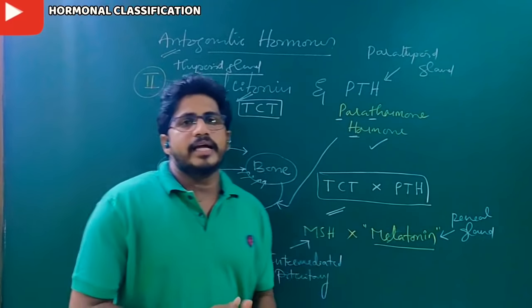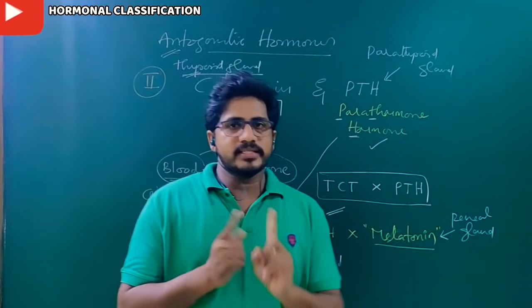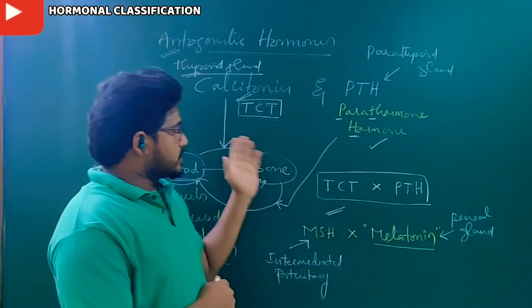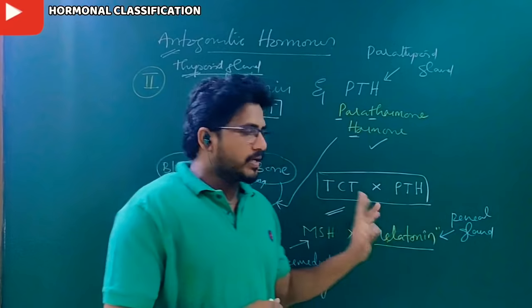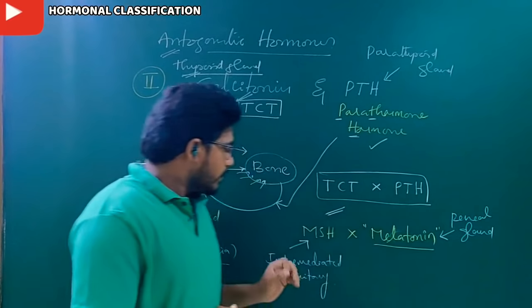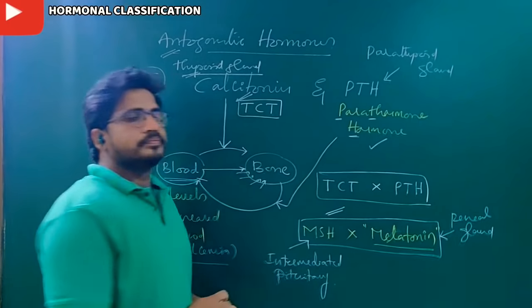What about the antagonistic hormones? I provided three examples. Number one is insulin and glucagon. Number two is TCT and PTH, nothing but thyrocalcitonin and parathyroid hormone, simply called calcitonin and parathyroid hormone. And another example is MSH and melatonin hormone.